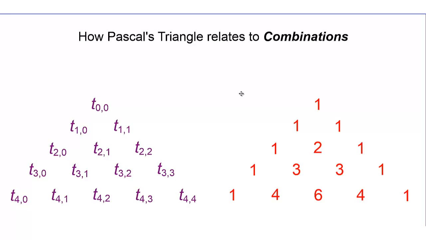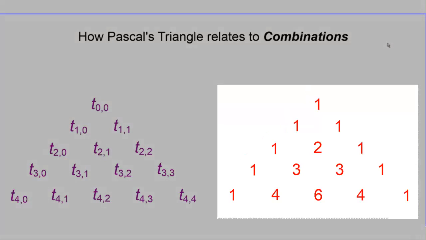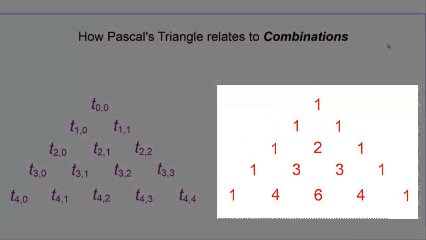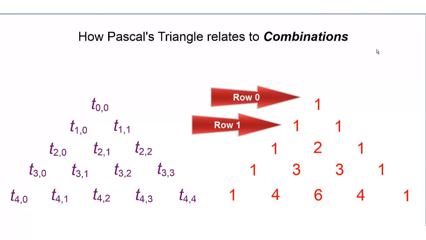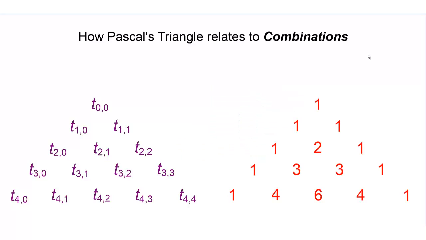First, let's see how Pascal's triangle relates to combinations. The right-hand triangle in red is Pascal's triangle written out, the first 5 rows. Remember that we refer to the very top row as row 0, and then every row below it goes row 1, row 2, and so on from there. And then also remember that the first number in each row we refer to as position 0, and then position 1 and position 2, and so on.